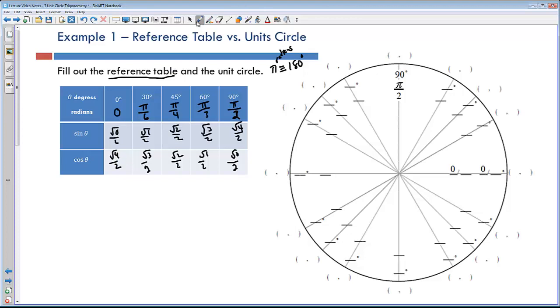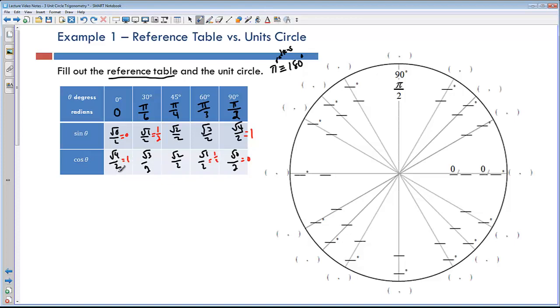Now, notice I didn't simplify these, but if you want to, you can simplify them. Like square root of 0 divided by 2, of course, is 0. This is equal to 1/2. These two are already simplified. And then this is, of course, 2 over 2, which is 1. And the same thing down here. 0, 1/2. And over here you have 2 over 2, which is 1.